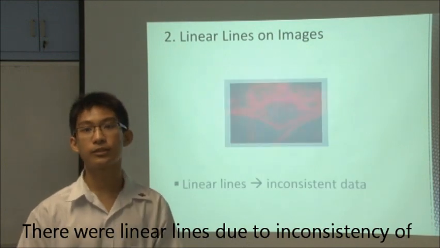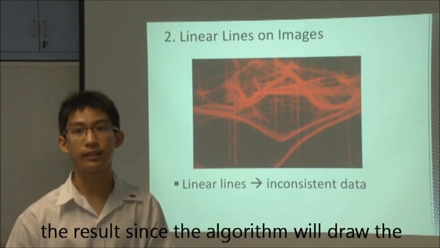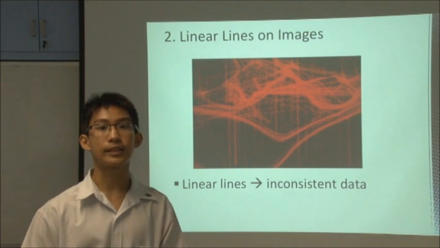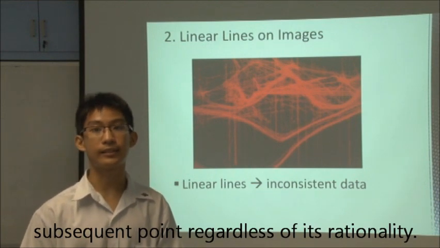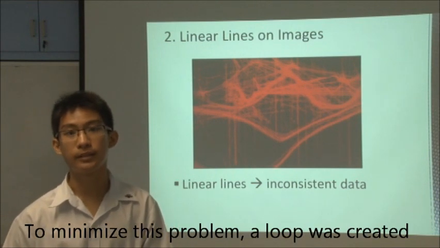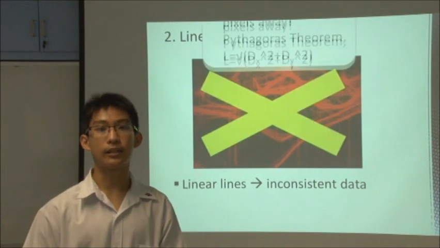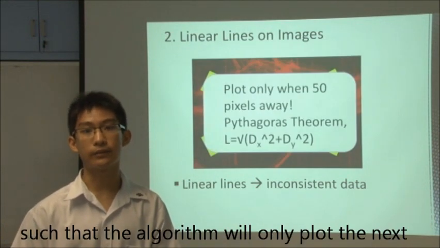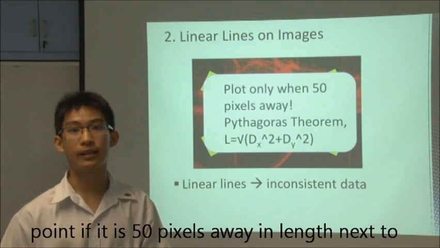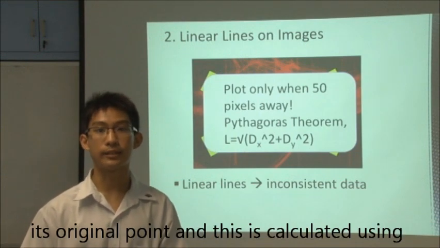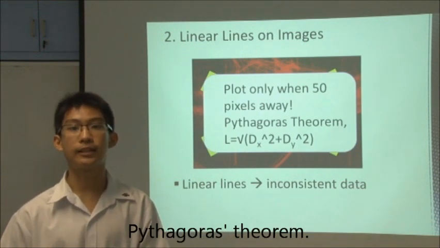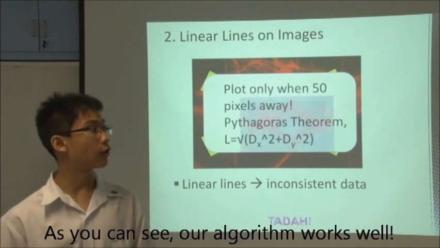There were linear lines due to inconsistency of the result, since the algorithm would draw the subsequent point regardless of its rationality. To minimize this problem, a loop was created such that the algorithm will only plot the next point if it is 50 pixels in length next to the original point, and this is calculated using Pythagoras theorem. As you can see, our algorithm worked well.